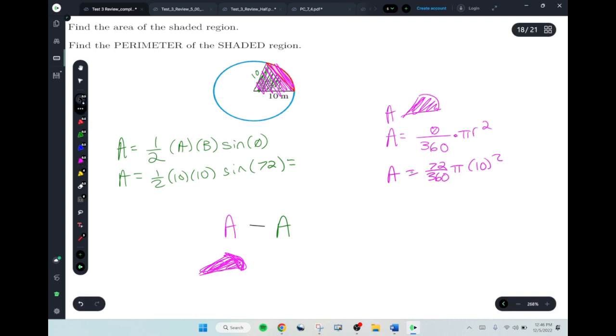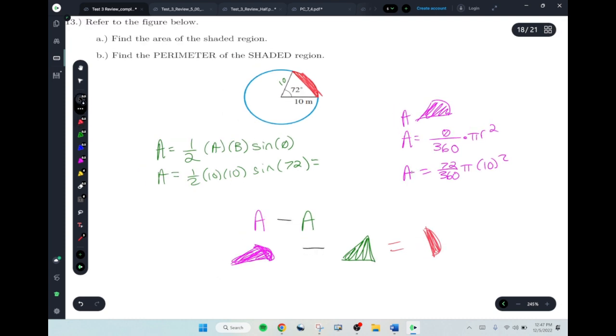So we're doing slice minus triangle, and that's going to give you, and I'll make it red real quick because it was already red before. There you go. That's going to equal that red slice, right? So that's kind of the thought process behind that.